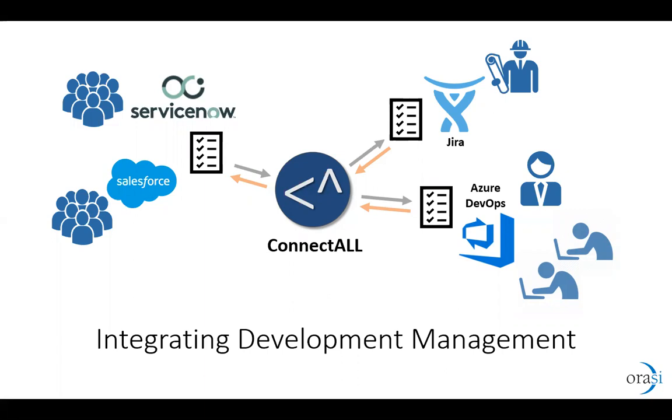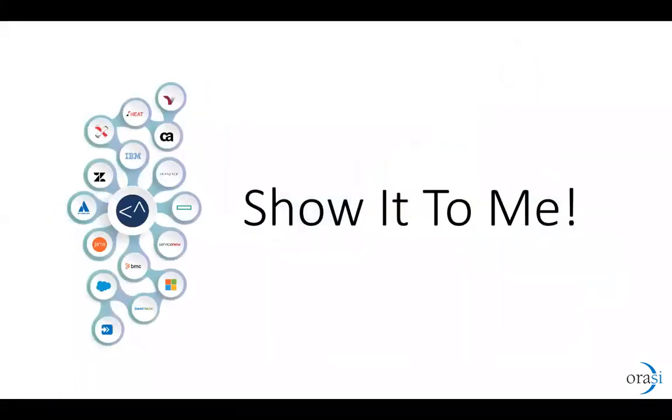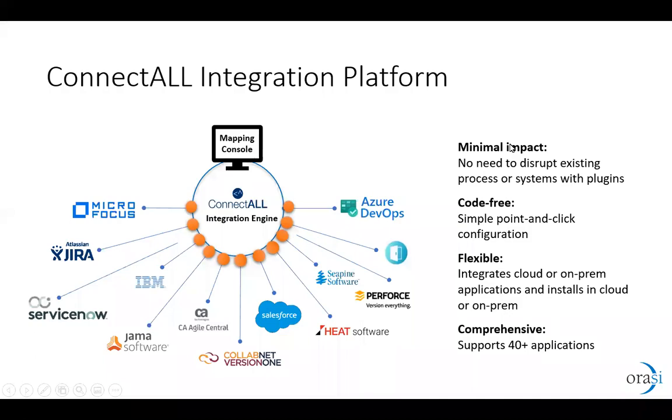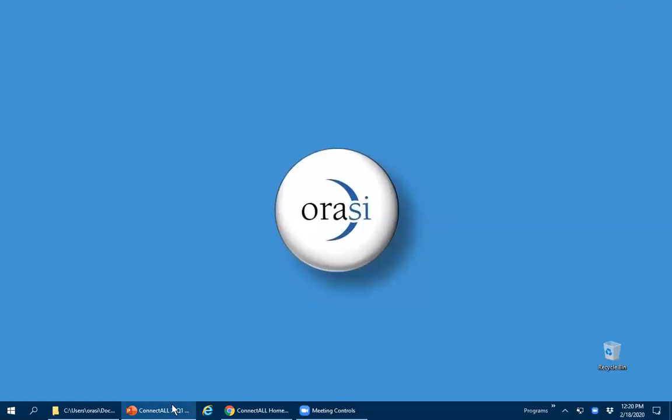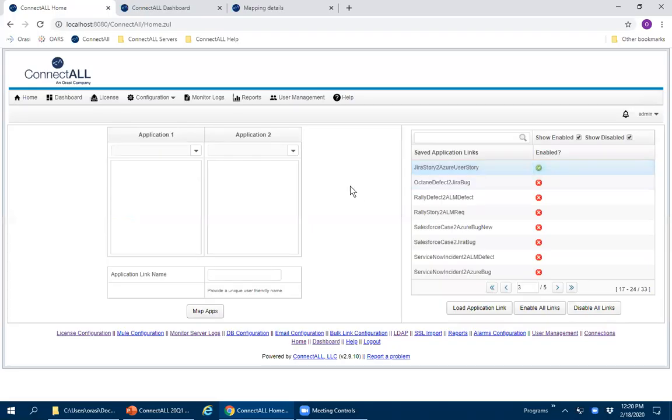That's how it works. So now, I'm sure what you want to know is how it actually looks. So let's get out of PowerPoint for a second and pop over into ConnectAll itself. Let me bring that tool up. And if you were on our last webinar, you've seen this before. This is the main ConnectAll interface. It's essentially where you define your integration points. We call those integration points application links.